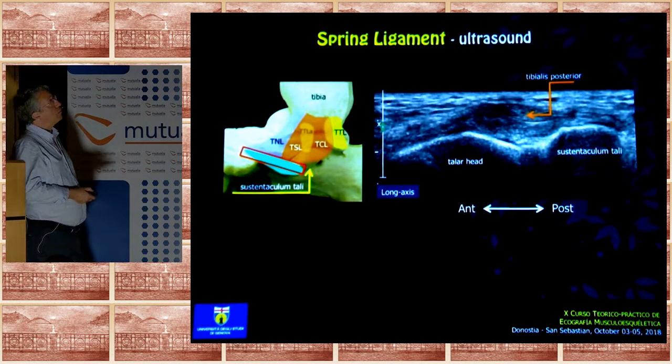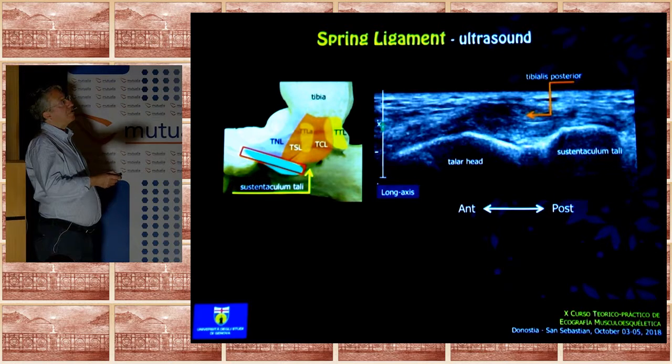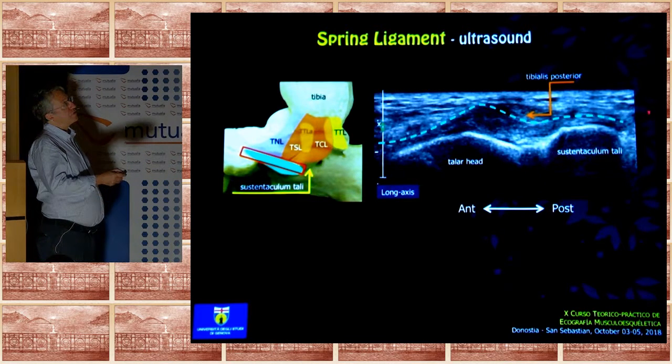So how to image this ligament? You have to place the probe at the level of the sustentaculum, and the probe has to point more cranially, anteriorly. Again, which are the landmarks? The tibialis posterior tendon superficially, and deeply you can see the joint between the sustentaculum and the talar head. The talar head forms some convexity here related to the head, and in many cases you can also see some cartilage at this point. So this is the long axis of the spring ligament.